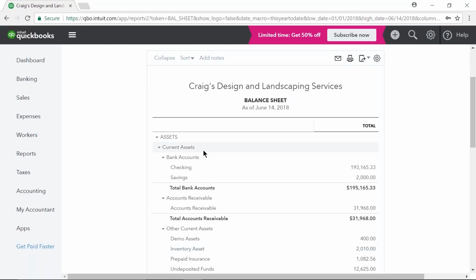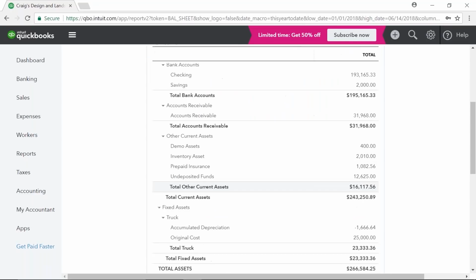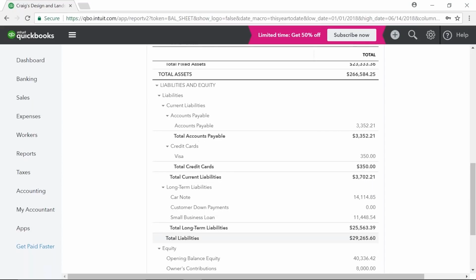So we own some bank accounts. We also own some assets right here that are current assets. These are things that we plan on selling or moving around within a year. We've got a truck. So these are all the things that the company owns. We also have a section of the balance sheet which is called liabilities and equity. Liabilities and equity is what the business owes.